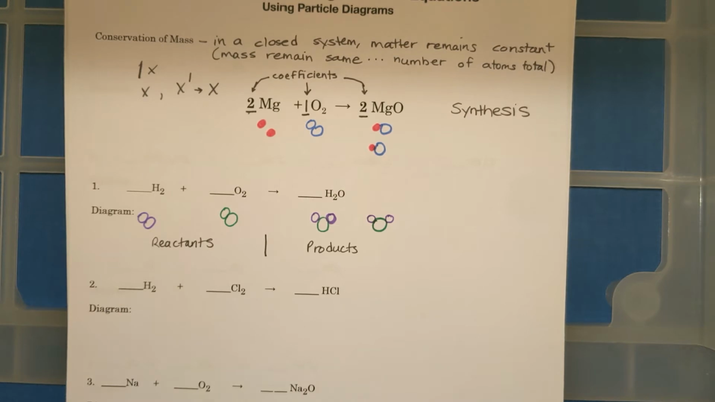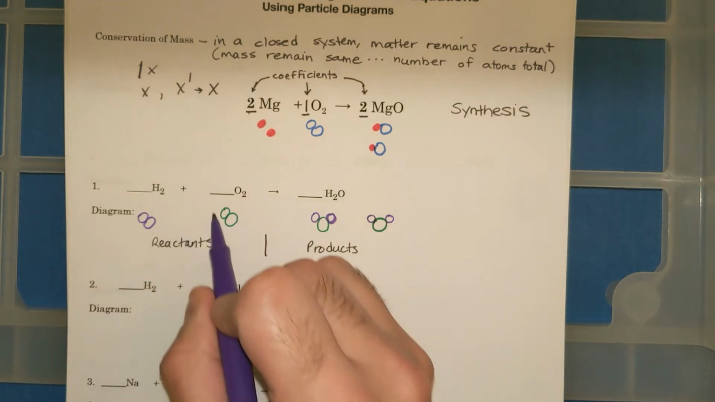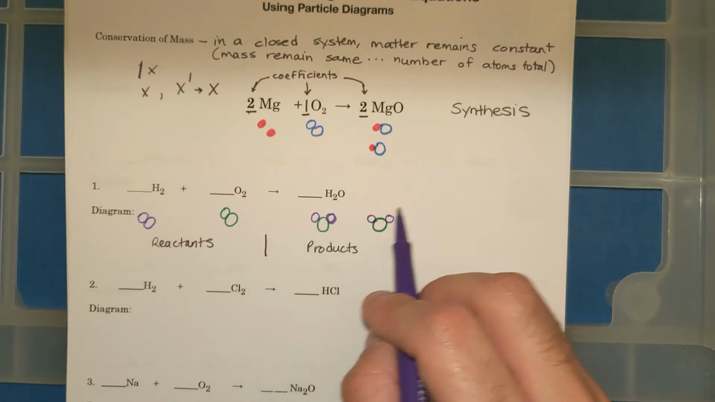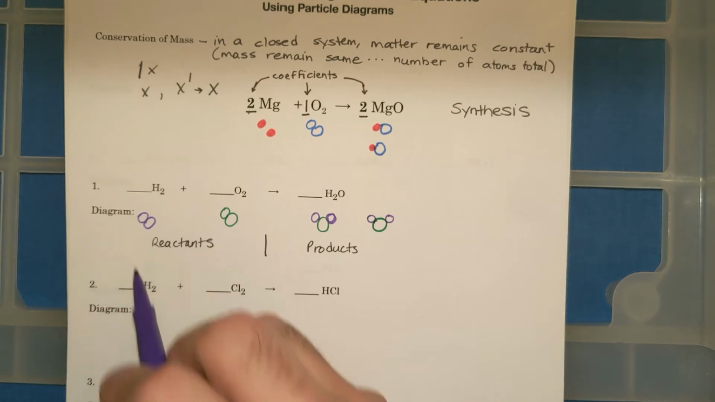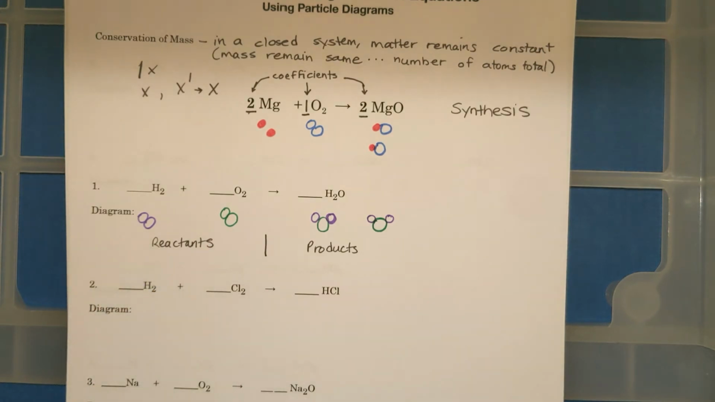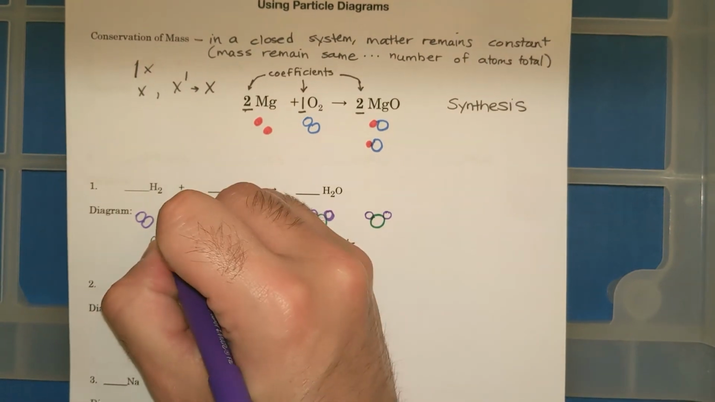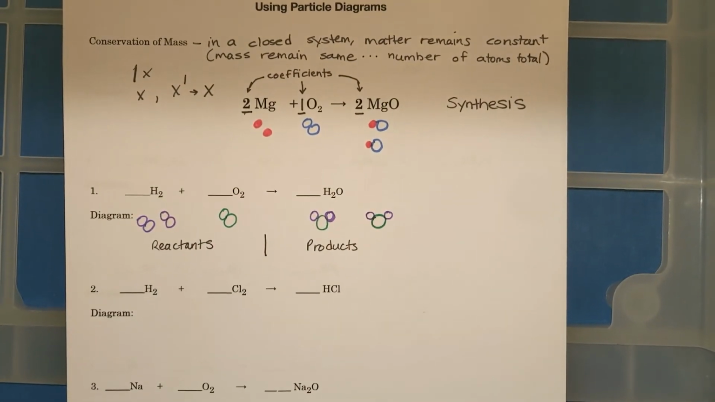So now let me check. Okay, I have 2 greens, which is my 2 oxygens. That's good. 2 oxygens, 2 greens. I have now 1, 2, 3, 4 purples, which are my hydrogens. Okay, but I only have 2 hydrogens here. Now what do I have to do? I need 2 more hydrogens on this left side. All I have to do is add another H2. And now I have the same number of atoms on both sides. I have 4 purples, 2 greens, 2 greens.